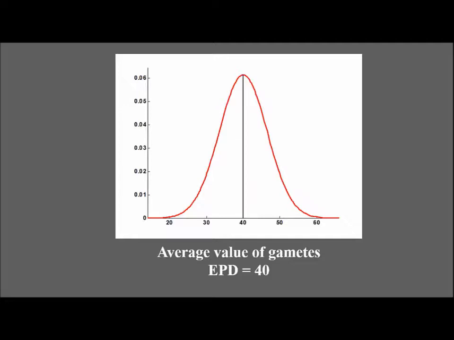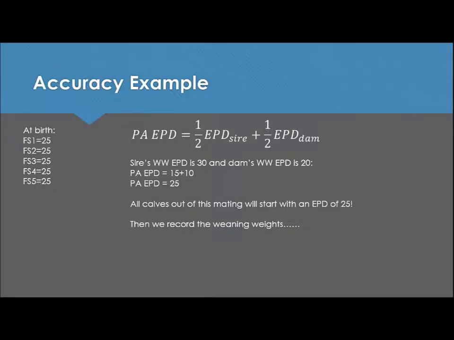But here's our example where I got really unlucky and I had the terrible, terrible gametes. And here's our example where we have really fantastic gametes, right? So the accuracy is all about how well we have estimated that EPD based on how much information is in that evaluation. And it really boils down to being a risk management tool.